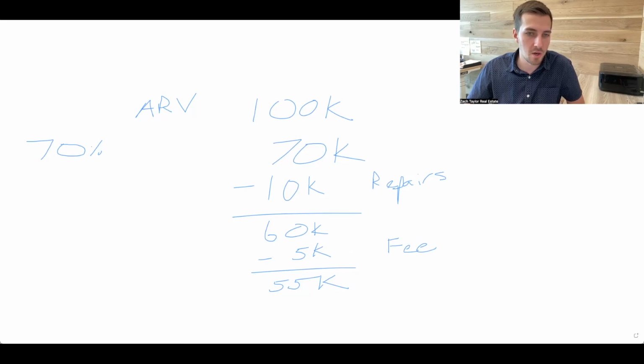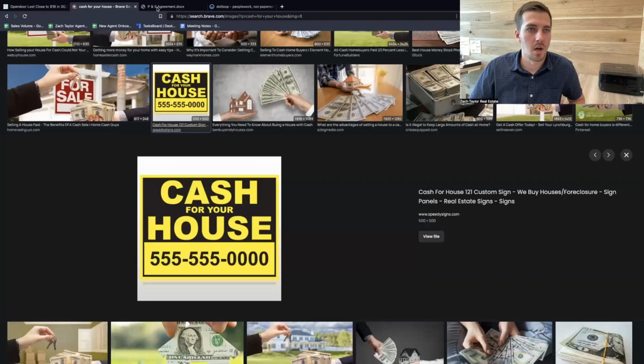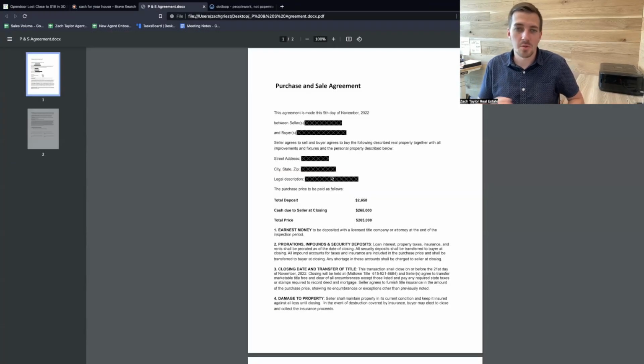So let's jump back over. Let's get out of the weeds and go back to our wholesale. We actually received this contract, one of our agents did yesterday. So I went ahead and redacted the personal information.